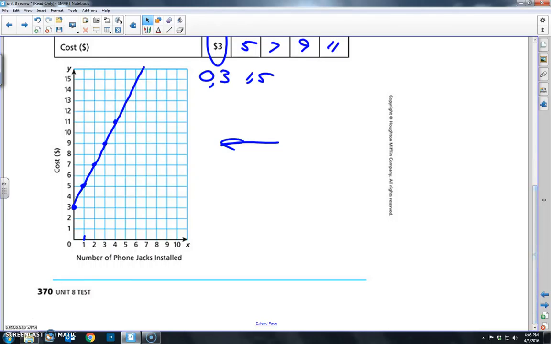Okay? Number of phone jacks installed. We can make a prediction if we keep moving this line all the way up. Okay? So eventually, as you get into more and more math, you're going to actually make predictions all the way up.